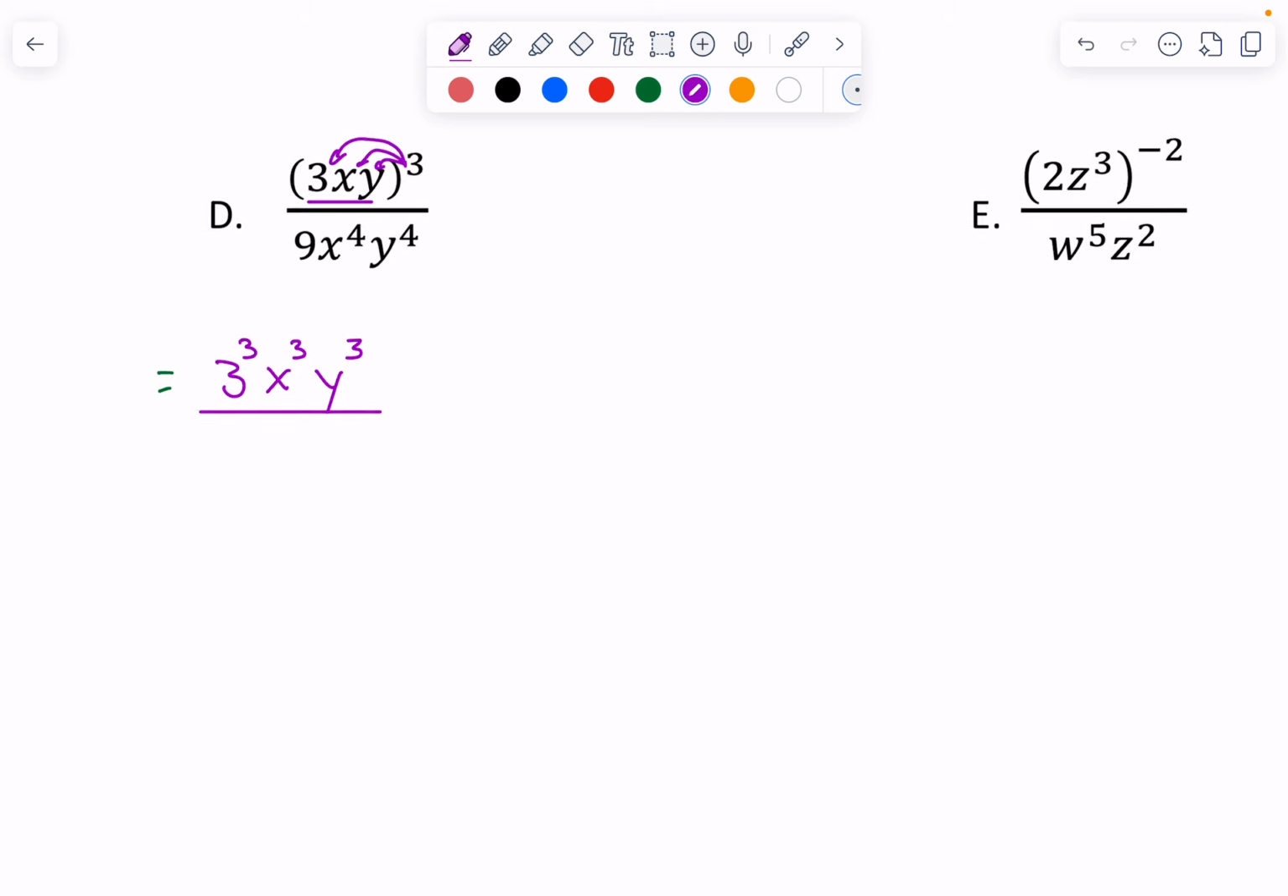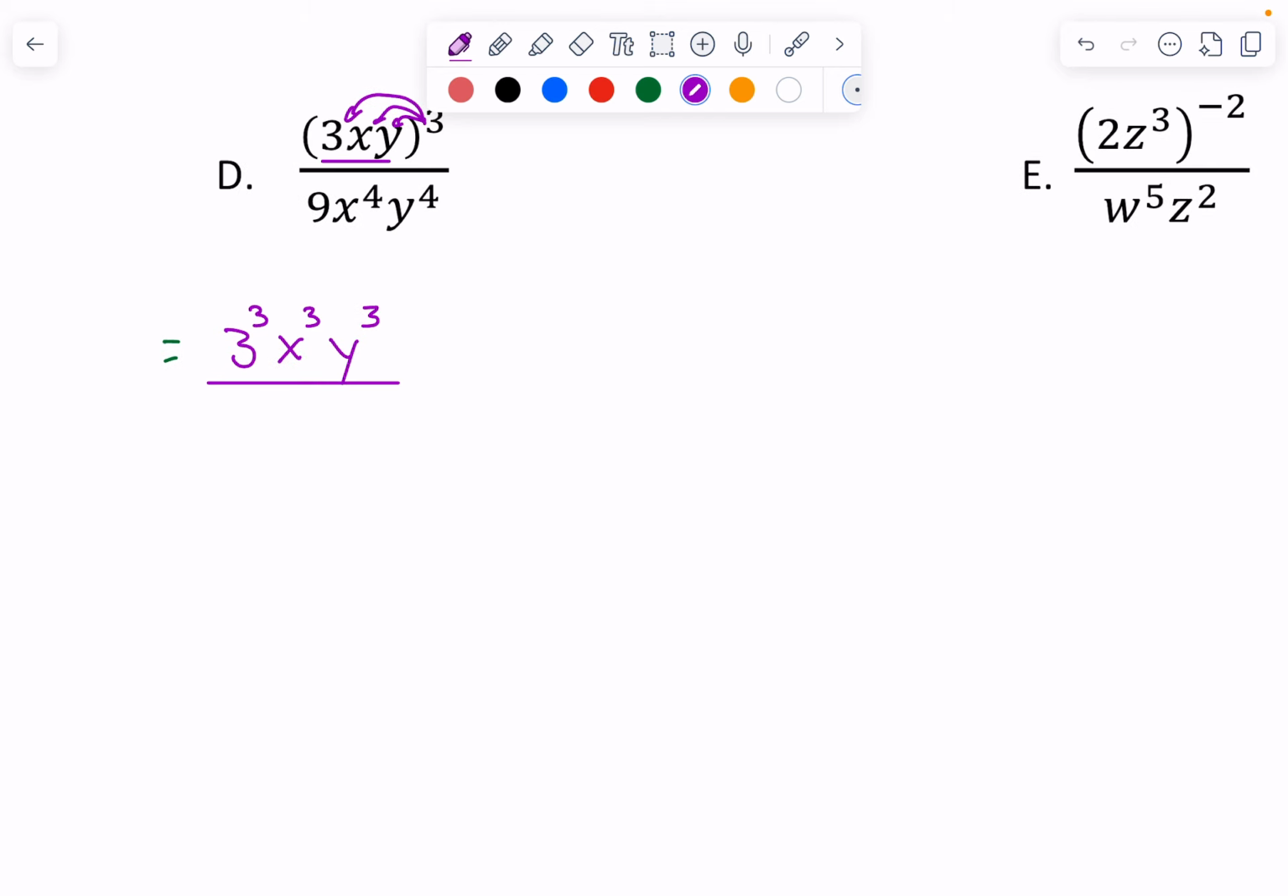And you know what? Just an easy way to see this 9 right here, that's the same thing as saying 3 squared. So it's like on the bottom, 3 squared, x^4, y^4. Did you need to do this whole 9 into 3 squared to solve this? No, you don't. I'm just getting used to seeing it.